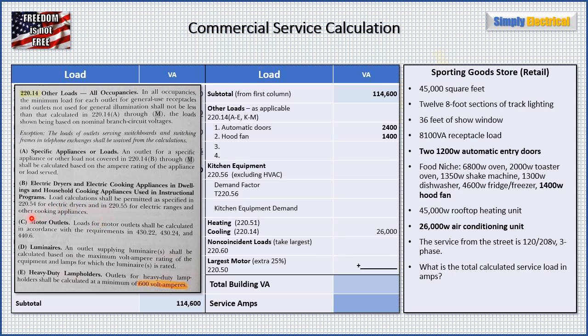All right, C is motor outlets. Loads for motor outlets shall be calculated in accordance with the requirements in 430.22, 430.24, and 440.6. Now don't forget, when you're in part 2 of Article 220, you're under branch circuits. So this is applying to branch circuits right here.